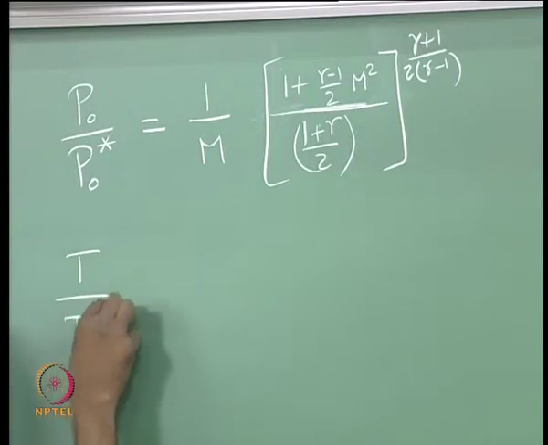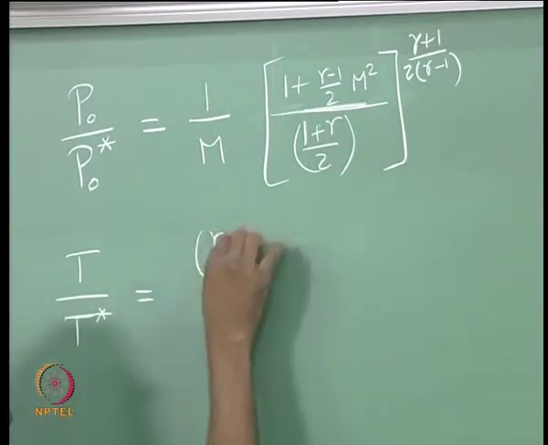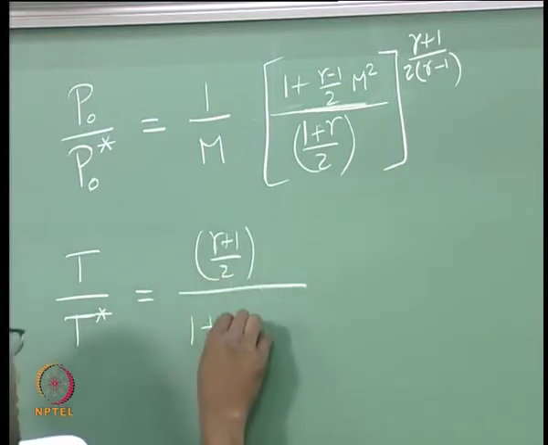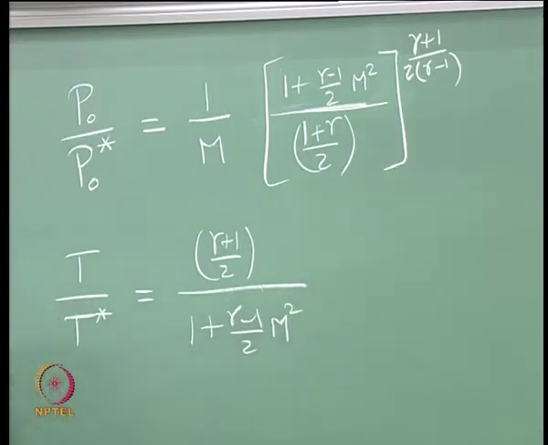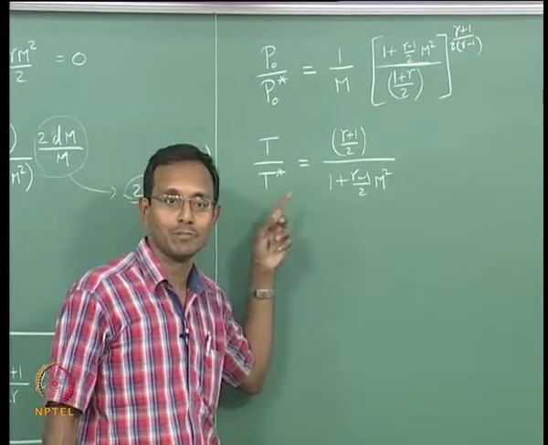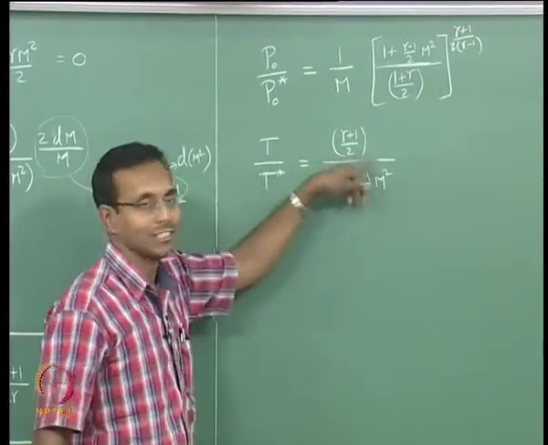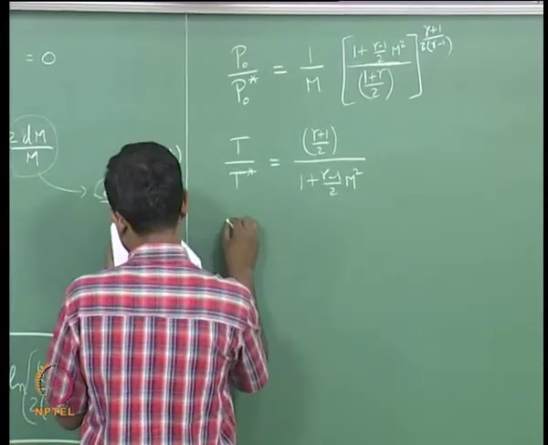T by T star, this is nothing, right? This T by T star is just coming from T naught being constant, a simple enough expression. This comes from T naught by T is equal to 1 plus (gamma minus 1) by 2 M square. It is coming from that formula itself, just directly, nothing special for T by T star.